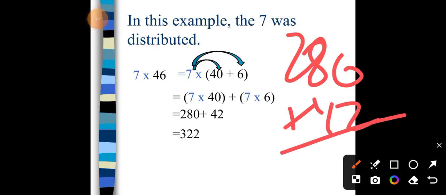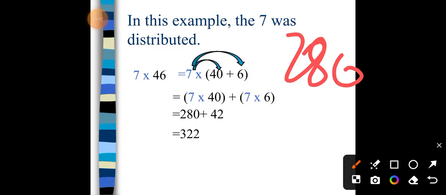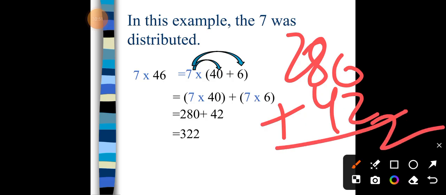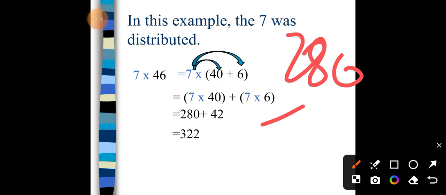280 plus 42. Here we have 42 now. I forgot it. Okay, 2, 8, 9, 10, 11, 12. Okay, it's also going to be 2, 1 carry and 3, so 332 is the final answer that we got.